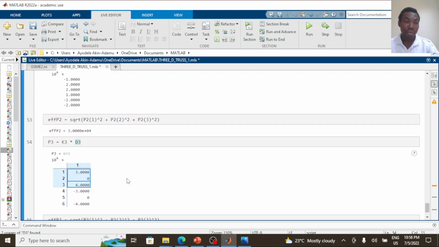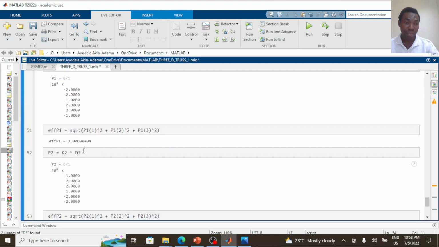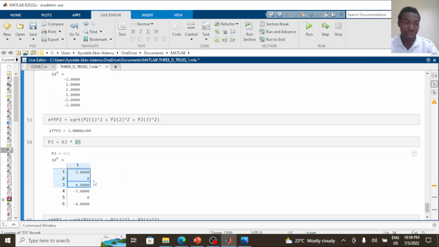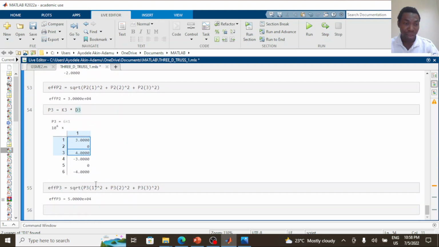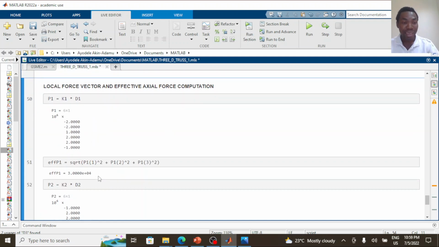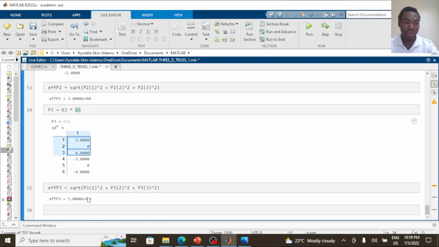So for element 1 we have 30 kilonewton. Element 2 we have 30 kilonewton. Element 3 we have 50 kilonewton.